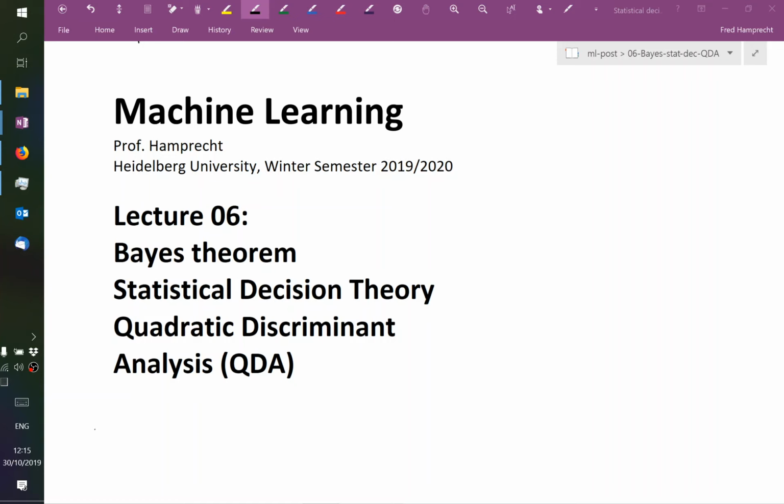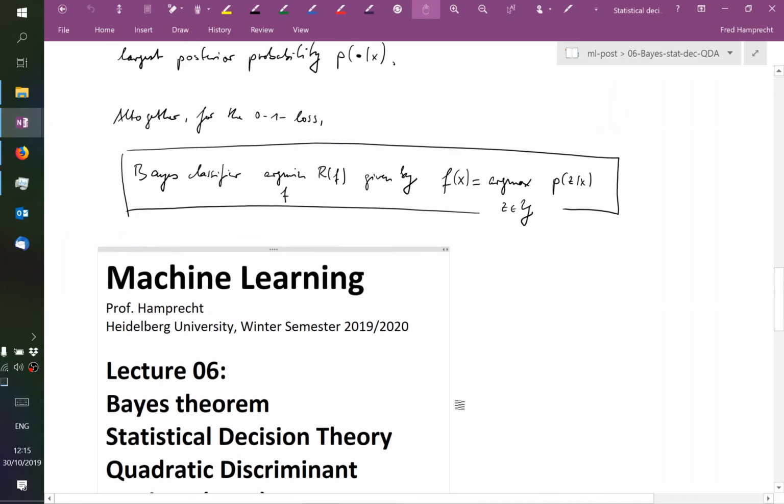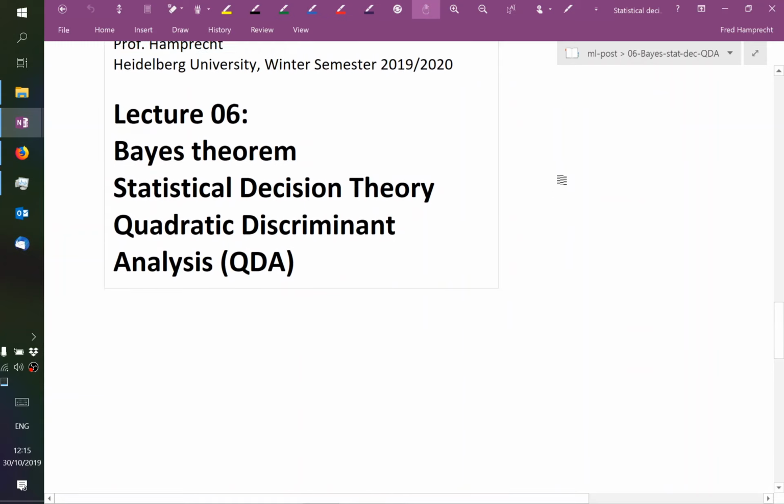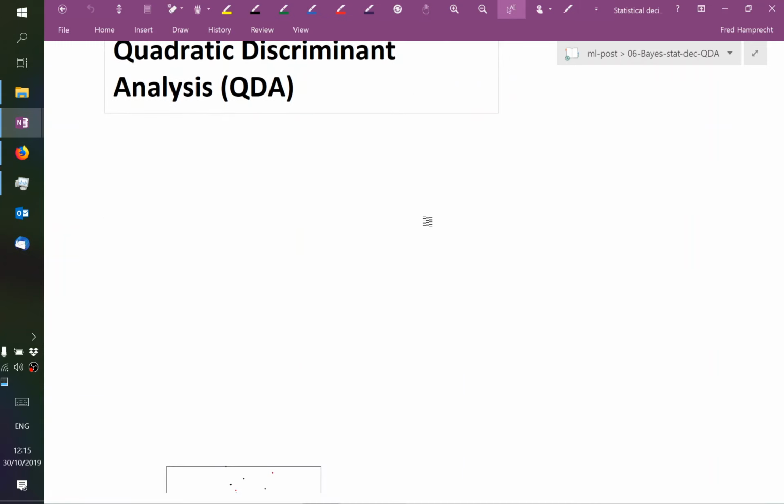So what follows? I will try and make this more intuitive by showing pictures. So let me give a few comments to what we've just derived.